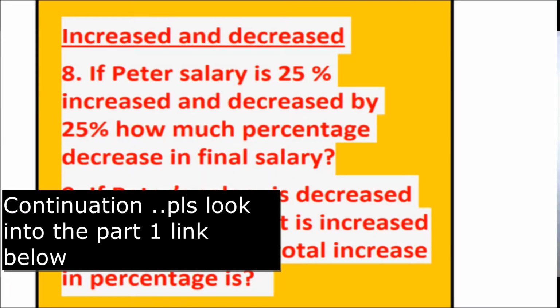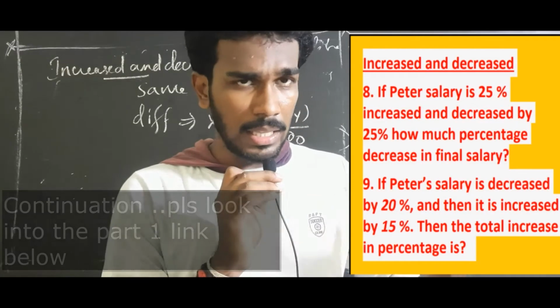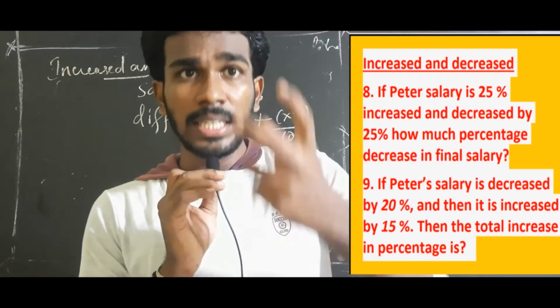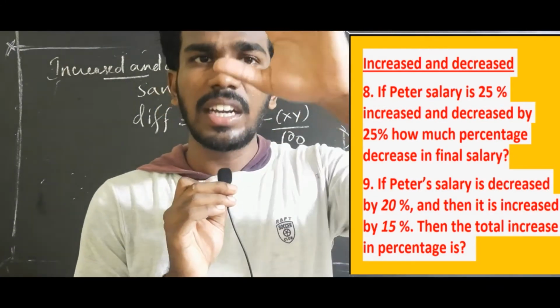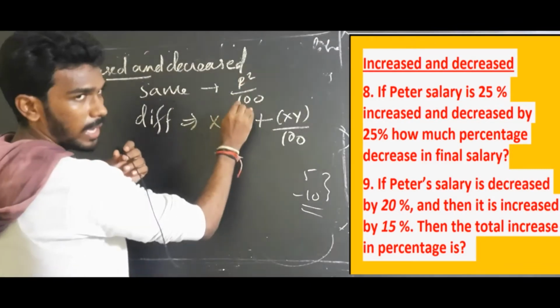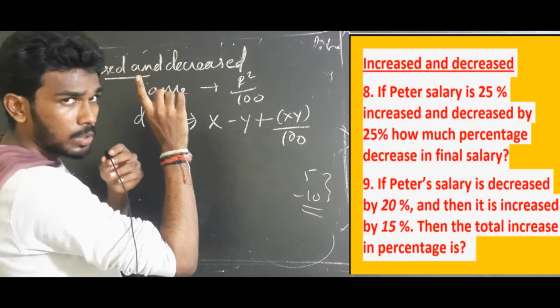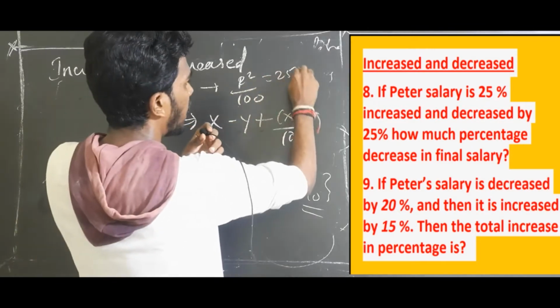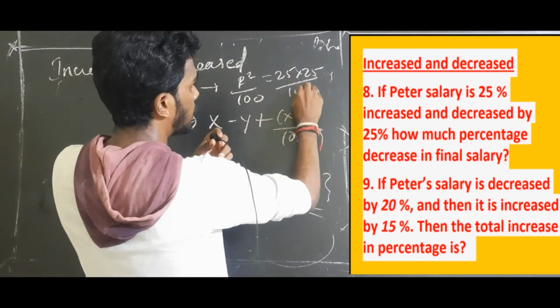If Peter's salary is increased by 25% and decreased by 25%, what is the percentage decrease in the final salary? You got a clue. If it is increased and decreased by the same percentage, then definitely there will be a decrease in salary. Let's see this. R square by 100. Increase and decrease are the same value, 25. So 25 into 25 divided by 100.